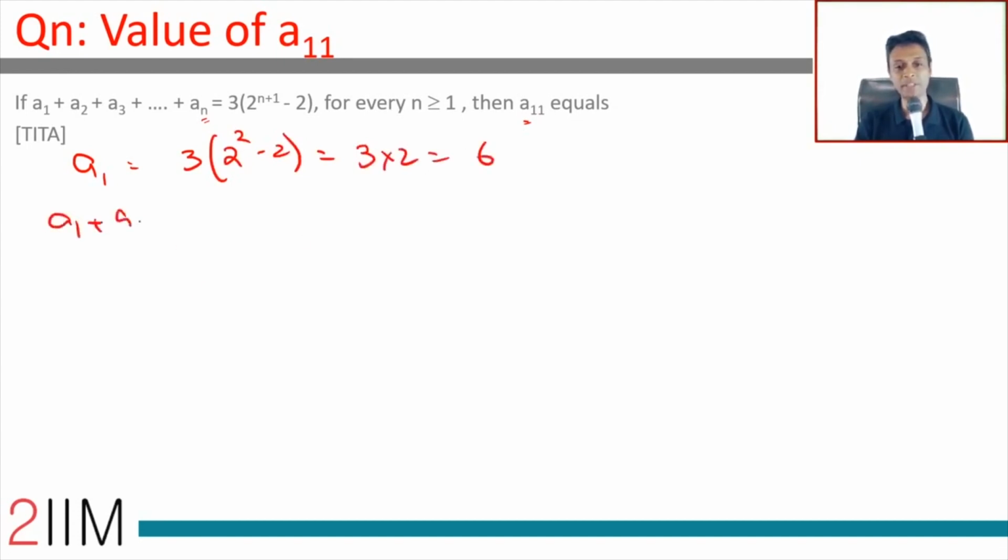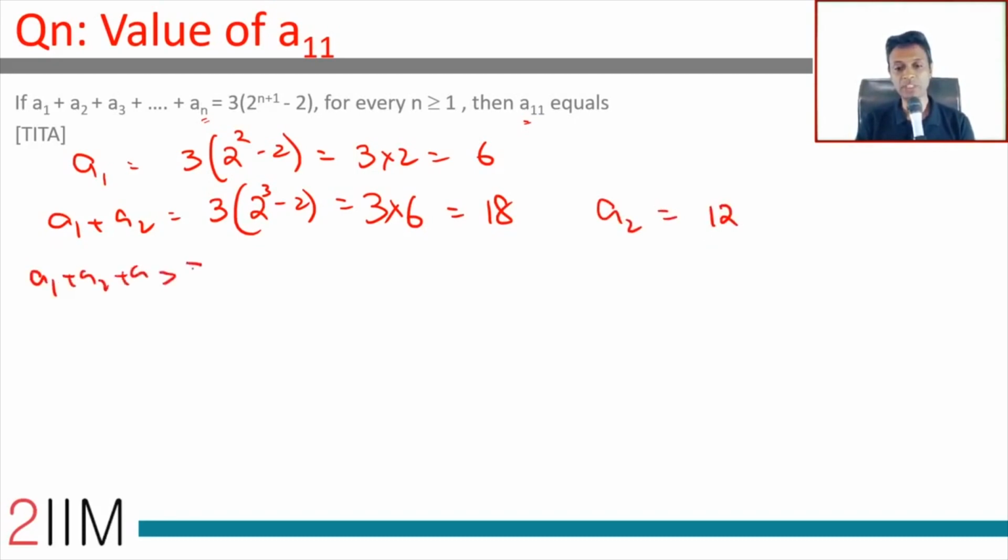Let's do a1 plus a2. That's 3 times, putting n as 2, 2 cube minus 2, which is 3 times 8 minus 2, 6, which is 18. Then a2 is 12. Let's do a1 plus a2 plus a3. This is 3 times 2 power 4 minus 2, 16 minus 2, 14, 3 times 14, which is 42.